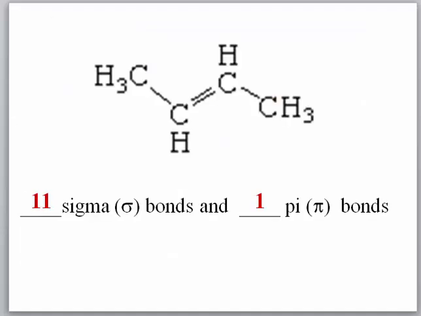The other thing you have to be able to do is to count up your sigma and pi bonds. So going through your molecule, you would have 1, 2, 3 hydrogens. So that's 1, 2, 3, 4, 5, 6, 7, 8, 9, 10, 11 sigma bonds, and then you go back and count that double bond one more time for one pi bond. So this sums up all of your molecular geometry. It's a big section, so you might want to break it down into smaller bits and pieces until you master it.